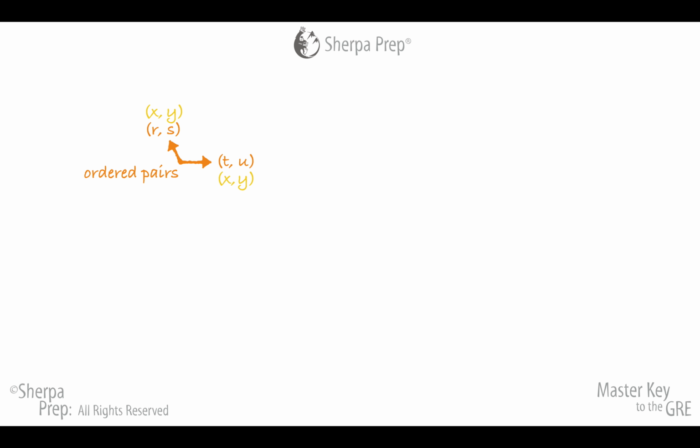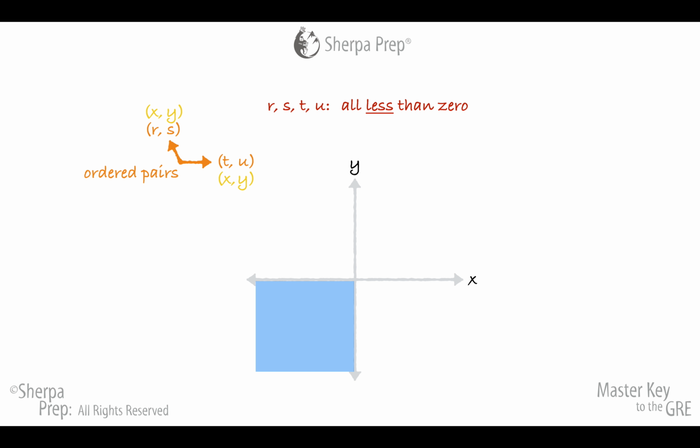That is where the horizontal x-axis meets the vertical y-axis. And finally here, since r, s, t, and u are all less than 0, that is to say, since they're all negative, remember on the xy plane, negative x values are to the left of the y-axis and negative y values are below the x-axis. In other words, all our points, wherever they lie, are going to lie in this quadrant right here.